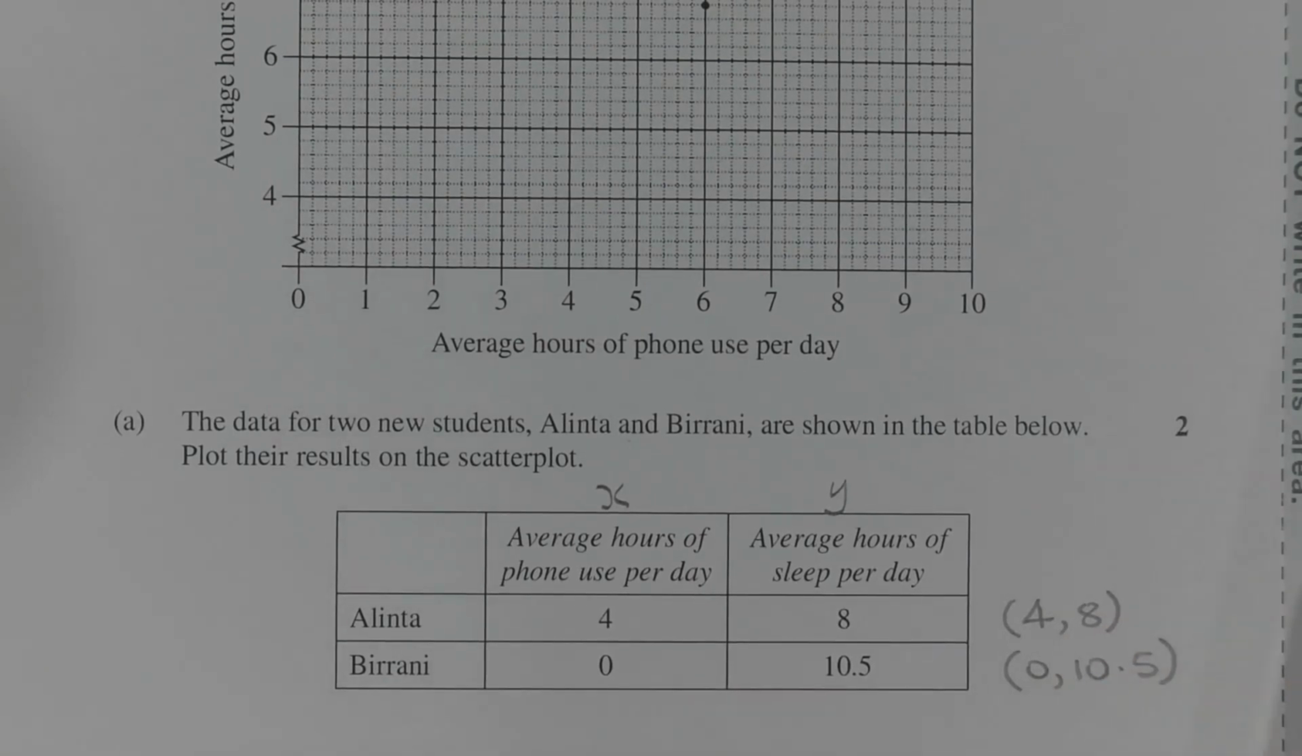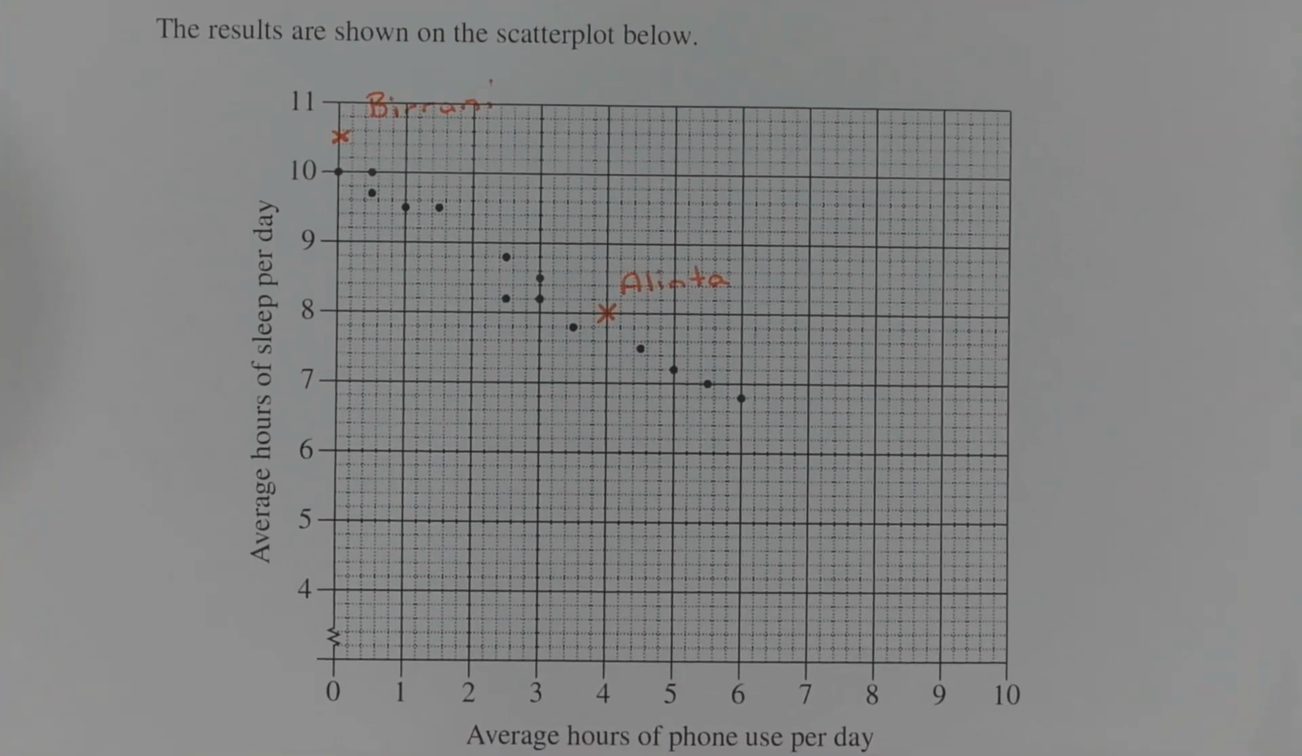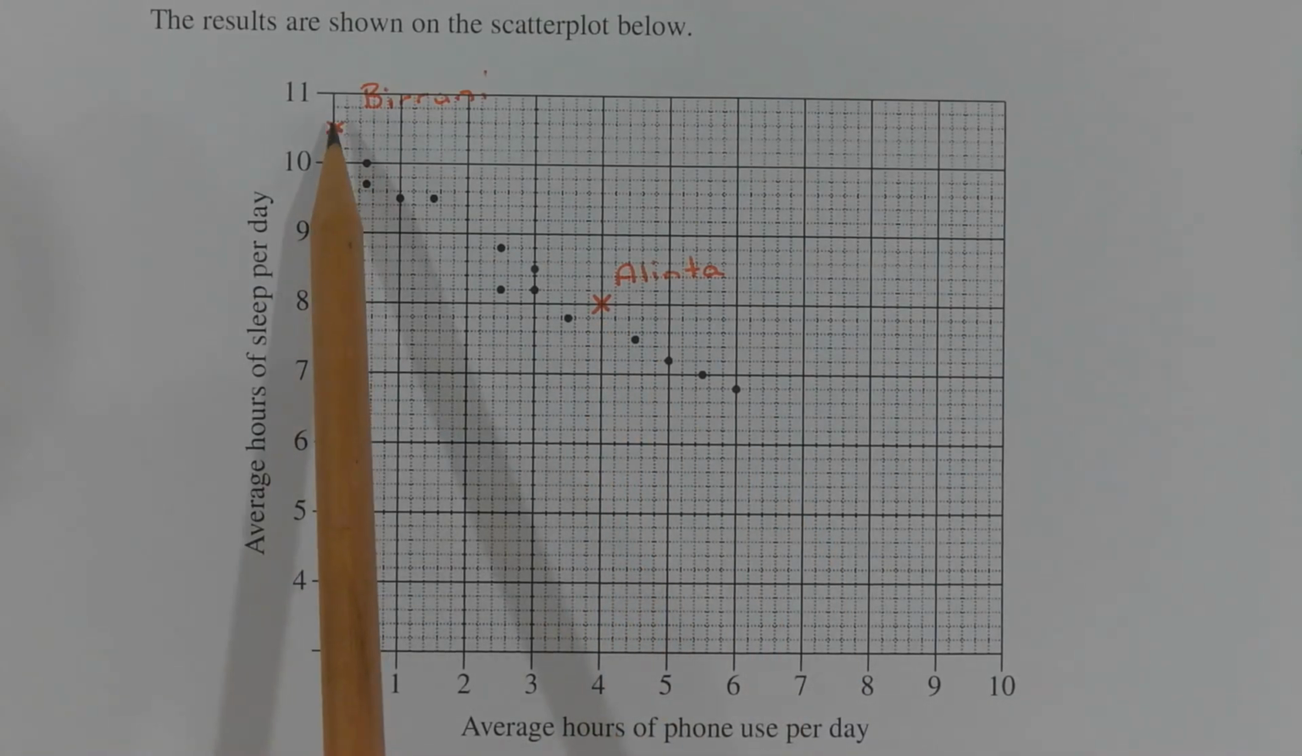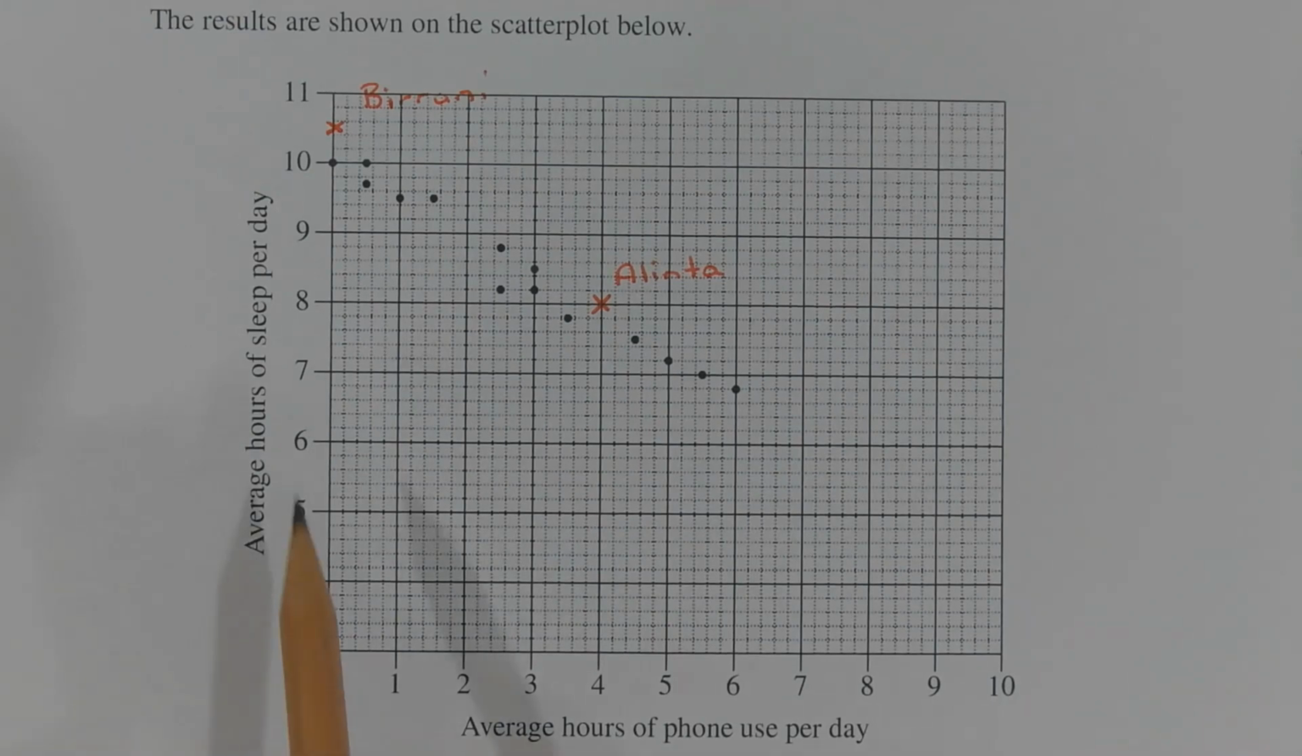Plotting those 2 points on the scatterplot, the point that corresponds to Elinta will be here, so that's coordinates 4, 8, and the point that corresponds to Barani is here, which has coordinates 0, 10.5.